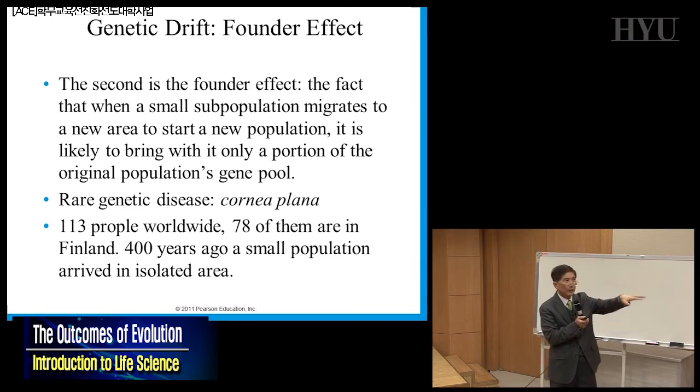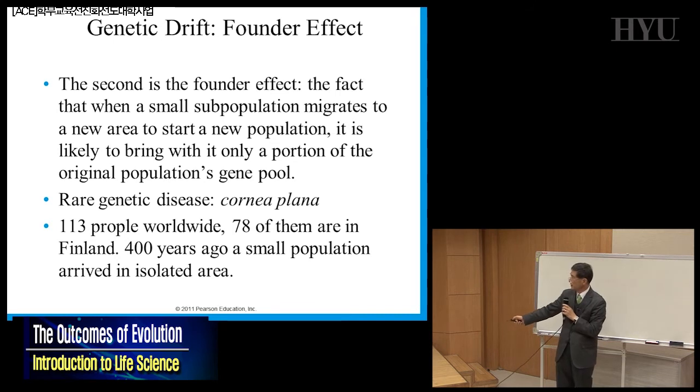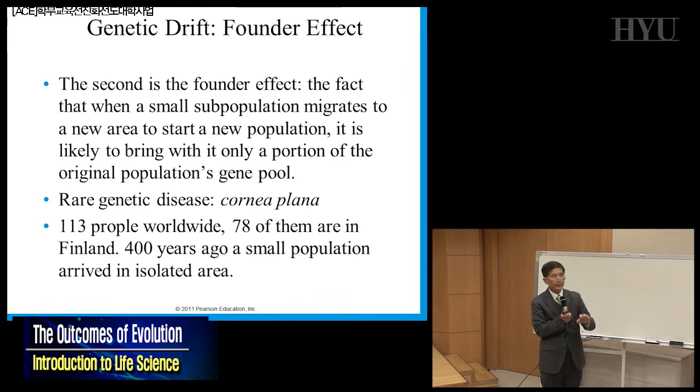If you test those people, they have a very high frequency of genetic diseases. For example, there is a rare genetic disease called cornea plana. It's an eye problem, a very, very rare genetic disease. Only 113 people in the whole world are affected with this disease. And out of 113, 78 can be found in Finland.